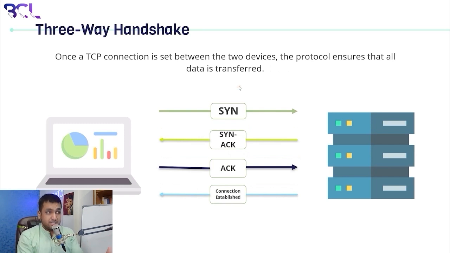Once a TCP connection is set between two devices, the protocol ensures that all data is transferred. The final stage, after all the communication and handshakes, is the connection establishment, which confirms that your connection is established. So every time you connect to your Wi-Fi, this is what happens in the backend. Your device connects with the router, your modem, and all this packet transaction takes place, and that is when your connection is established. It happens in the blink of an eye, maybe a little more, I am exaggerating, but that's what happens in the backend. And once the connection is established, you receive the signals or whatever services are there.